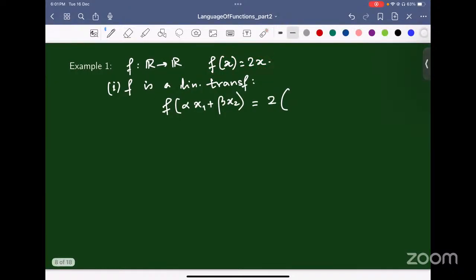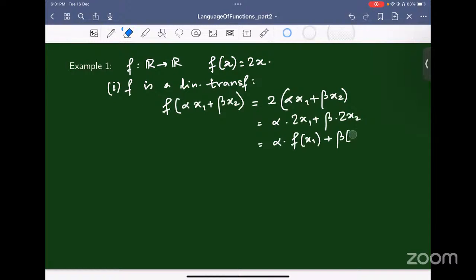So I get this, which I can rewrite as alpha times 2x1 plus beta times 2x2. See how the associativity of scalars comes in handy? So this is the same as alpha times f of x1 plus beta times f of x2. And we've shown that f is a linear transformation.